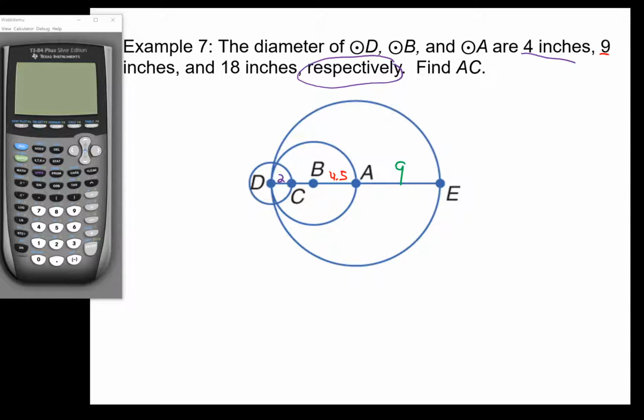Now we're wanting to find the distance from A to C. Well, if circle B has a radius of 4.5, then the distance from D to B must also be 4.5, leaving 2.5 as the remainder for CB. So the distance from C to B must be 2.5 inches.